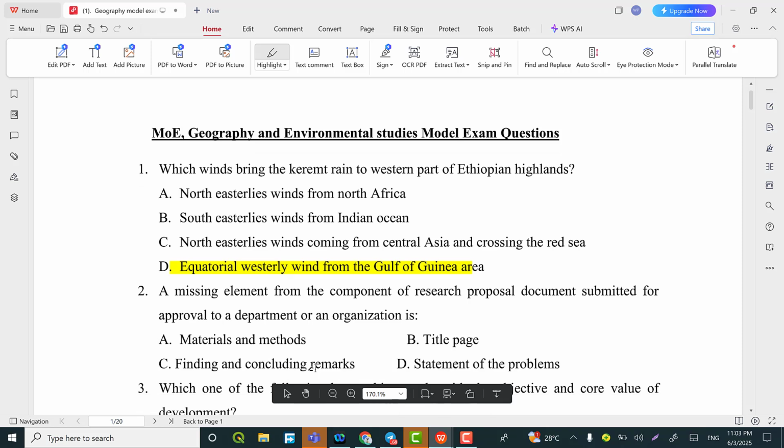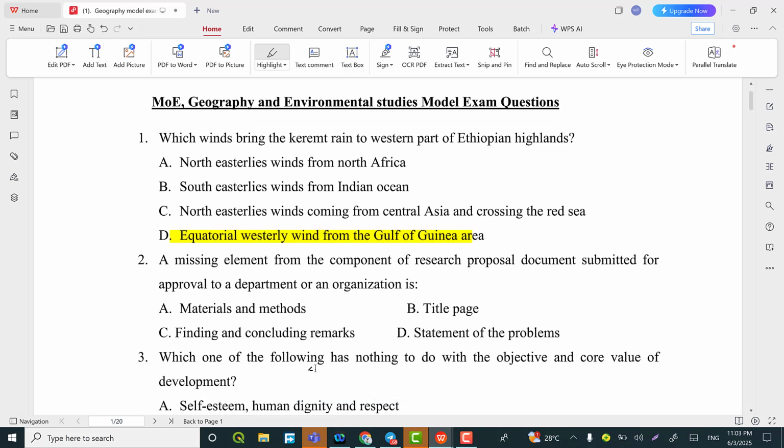The second question is related to research. A missing element from the components of a research proposal document submitted for approval to a department or an organization is A. Materials and methods. Yes, materials and methods are the general methodological framework of a research, and it should be incorporated within the proposal. B. Title page.